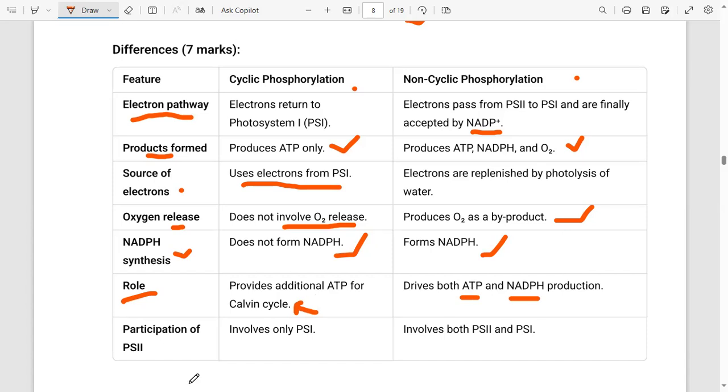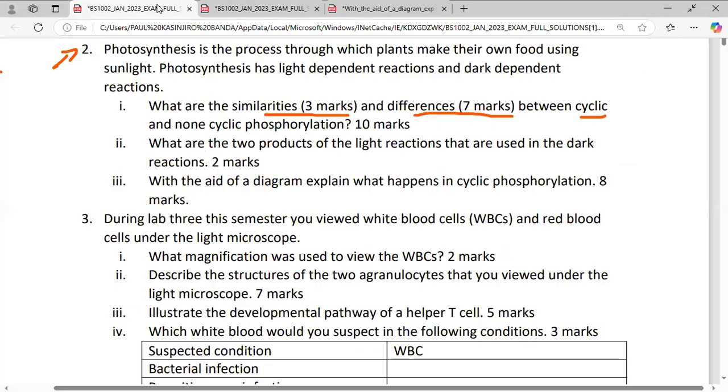And what about the participation of the PS2 system? In the cyclic phosphorylation, we only have PS1. Photosystem 1 is the one that works in the cyclic phosphorylation, and in the non-cyclic we have both of them. The PS2 and the PS1 will both participate in the non-cyclic phosphorylation. So those are the differences. And then we move to the other question.